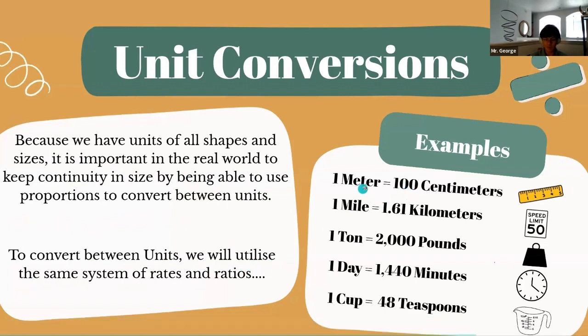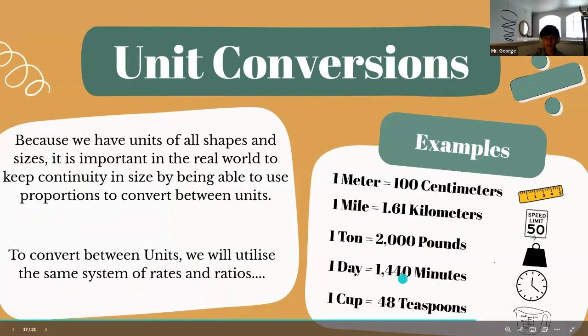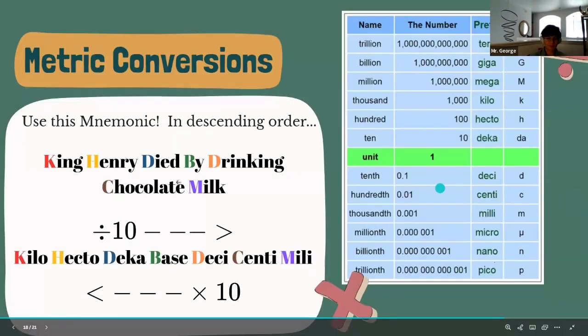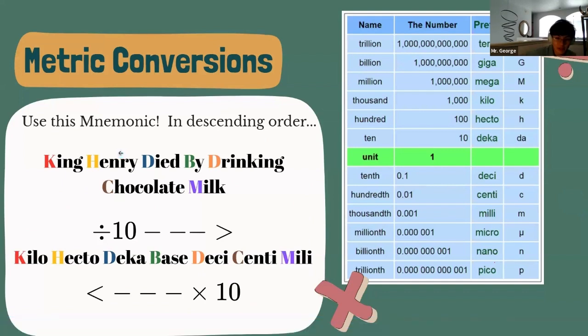For example, in every 1 meter, there are 100 centimeters. In every 1 mile, there are 1.61 kilometers. And for every ton, there are 2,000 pounds, right? And we can go on and on. There are all these different types of units, right? So, unit conversion.